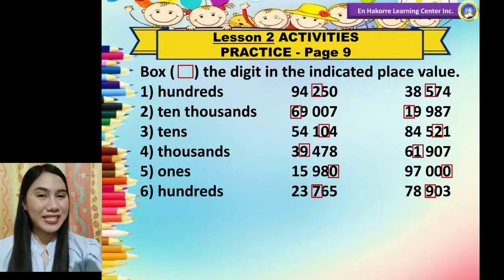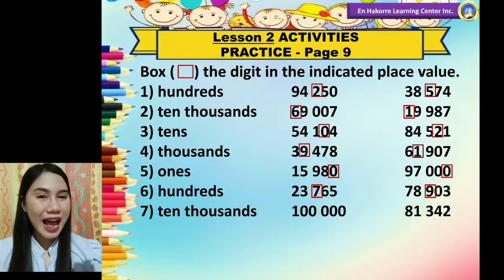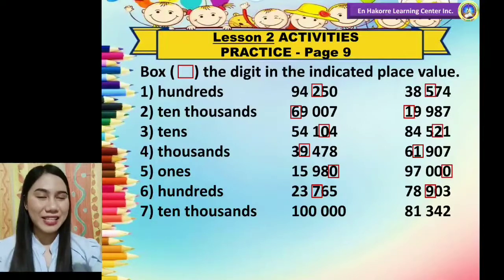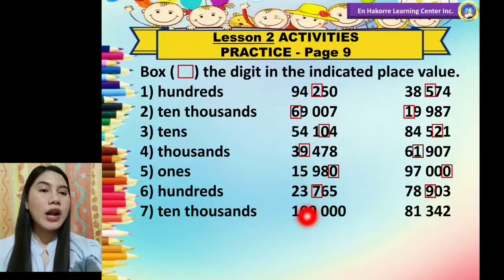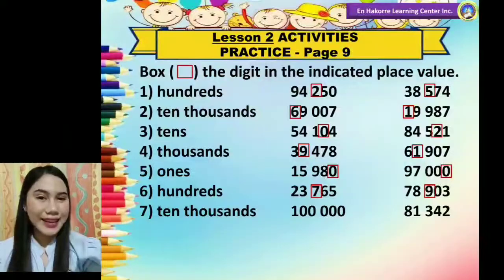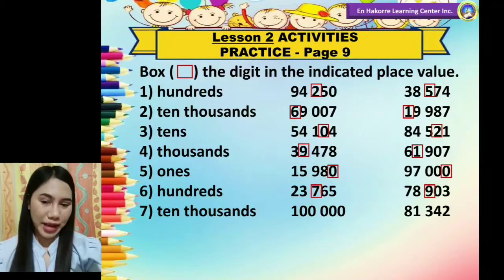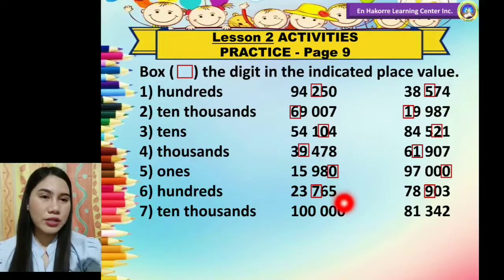Let's proceed with number 7. In number 7, all we have to do is find out where is the 10,000s place in the given numbers. The first example is 100,000. So let's try to find out where we can find the 10,000s place. So you have your ones, tens, hundreds, thousands, 10,000s.